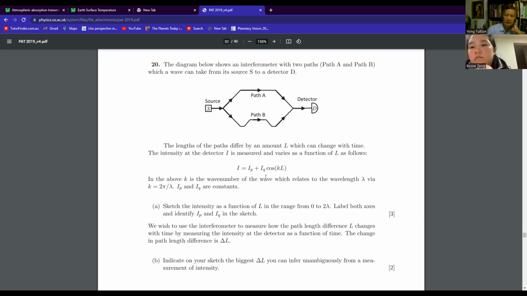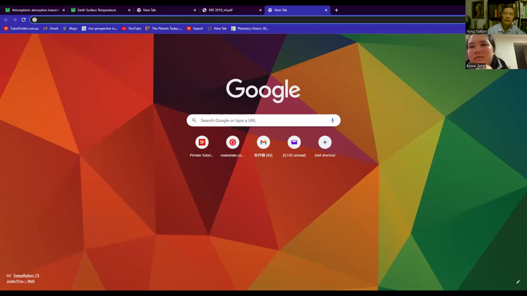In the above, K is the wave number. Yeah, you know wave number. Wave number is just the reciprocal of wavelength. Wave number, can you see? Sorry, the number of waves, not reciprocal. I just write it down here.